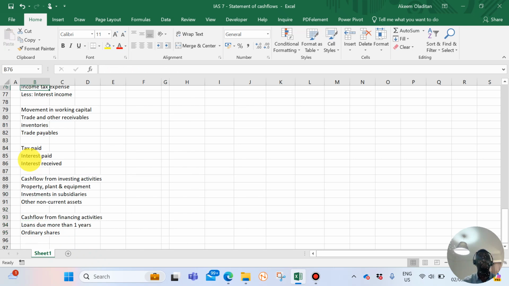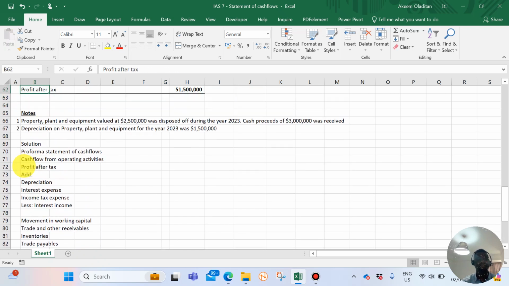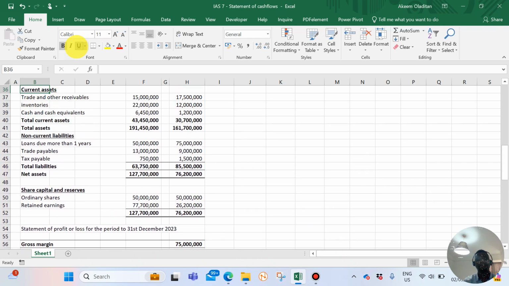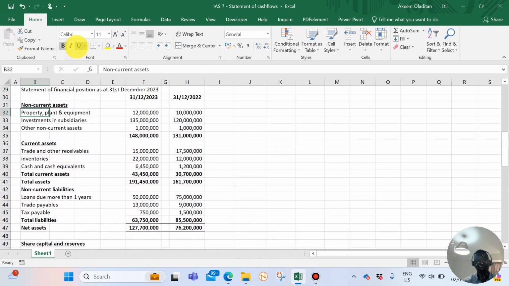So now, since I have this, I'll still format it to look really good for us. So that's for now. Let's leave it the way it is. So before I do anything, I'll now compare. I'll do a comparative review of the statement of financial position.